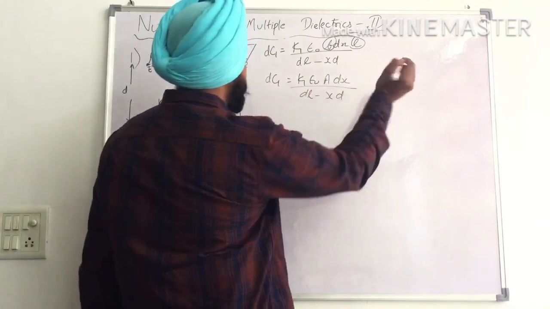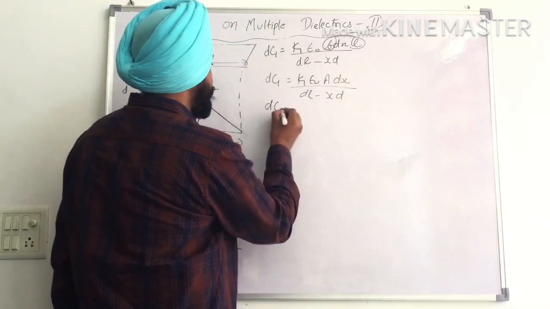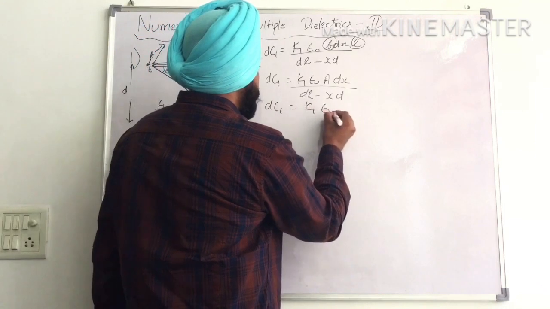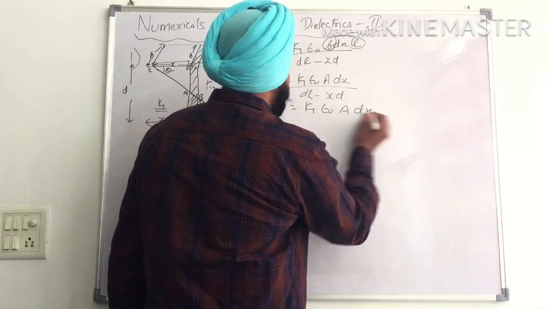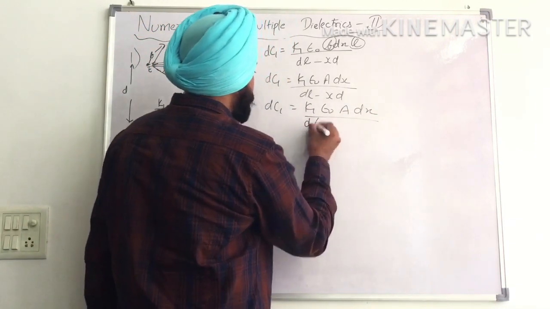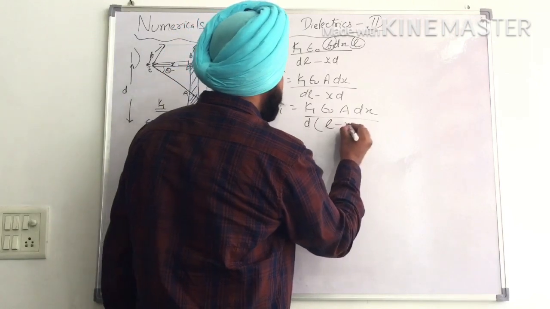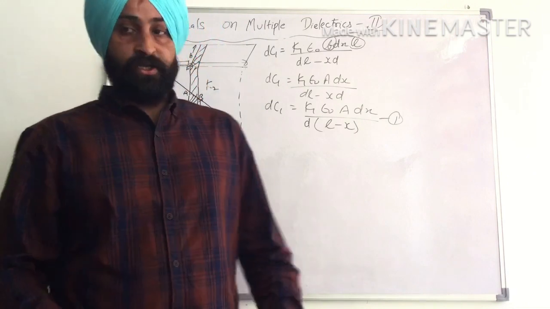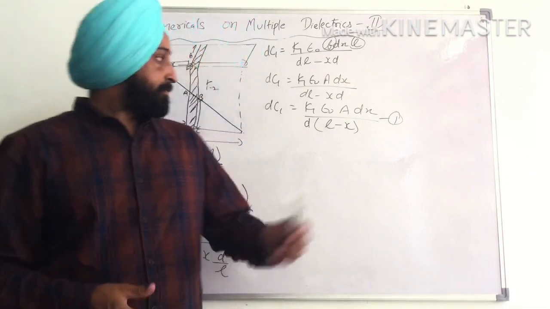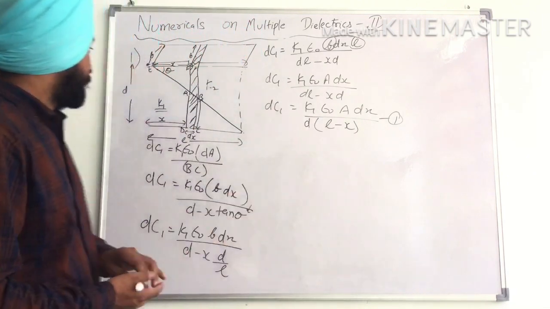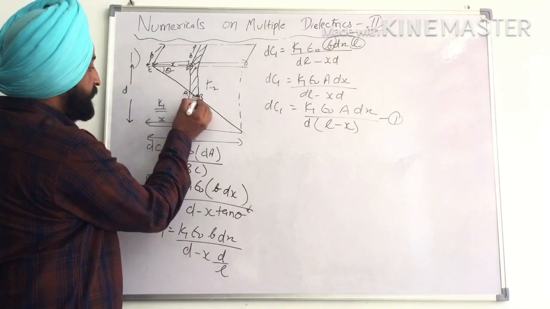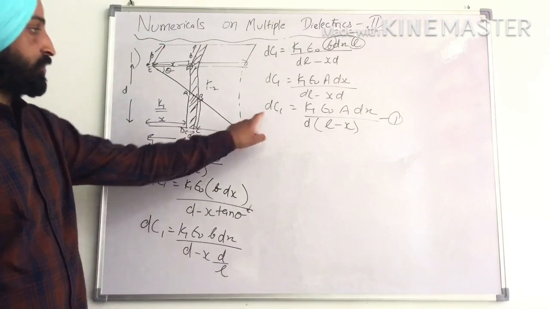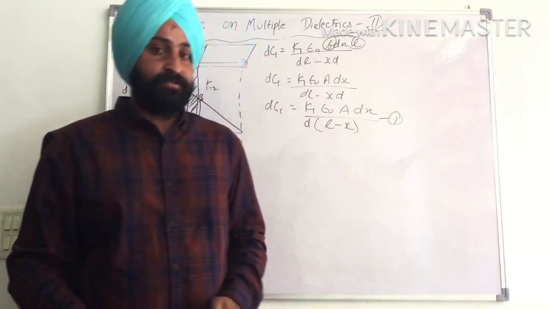We can further do a small change in the equation. I can take D common from here and I will be left with x minus L. So this is our first equation, that is capacitance of this part A, B, C, D, small capacitance. This will be the answer.